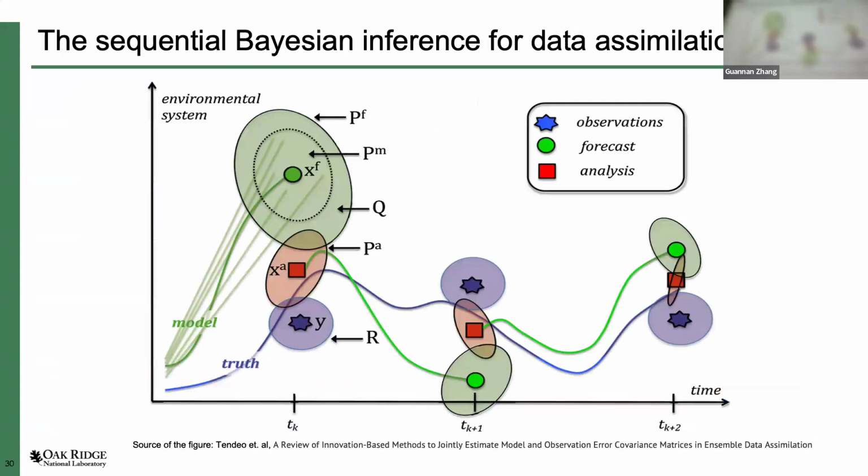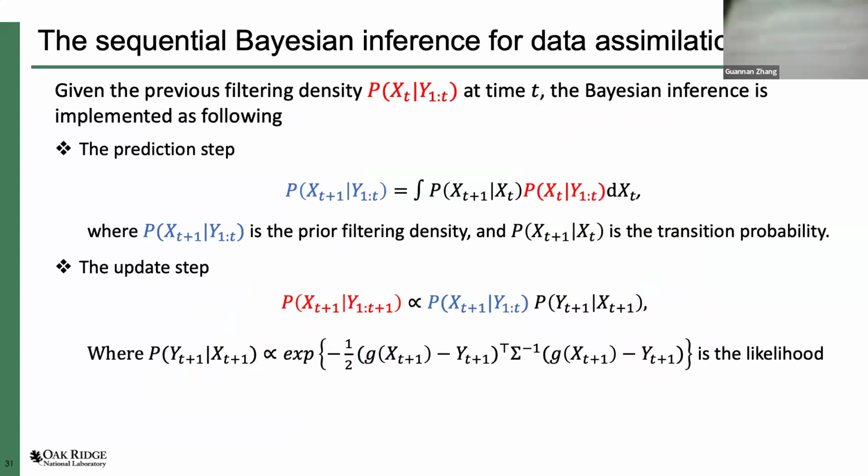The reason why we need data assimilation is that if we don't use it, the model error will accumulate more and more, and then it will go off completely from the ground truth. And with the observation data gradually assimilated into the model prediction, we can keep tracking the true dynamics. That's why we need data assimilation.